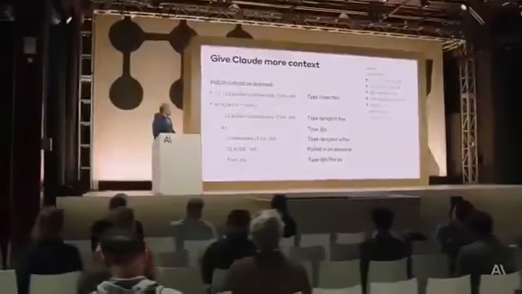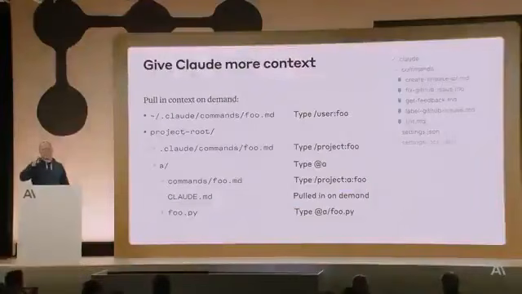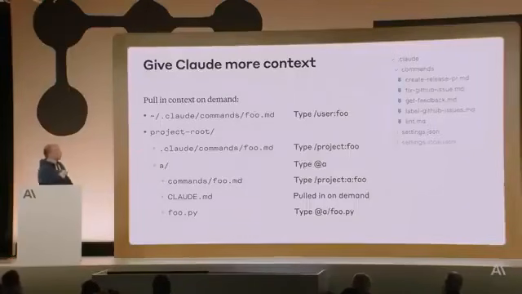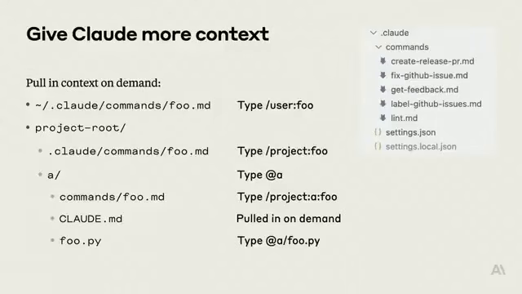There's a ton of ways to pull in context. I actually had a lot of trouble putting this slide together just to communicate the breadth of ways you can do this. But Claude.md is pulled in automatically. You can also use slash commands. This is .claude/commands, and this can be in your home directory, or it can be checked into your project. And this is for slash commands.